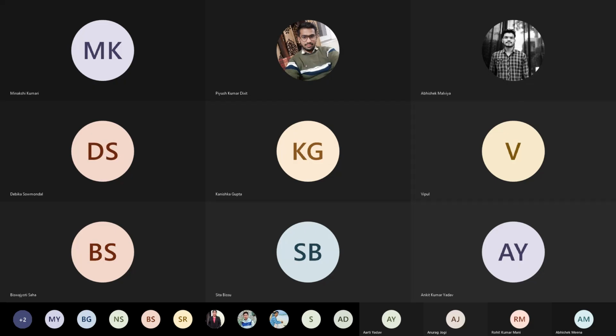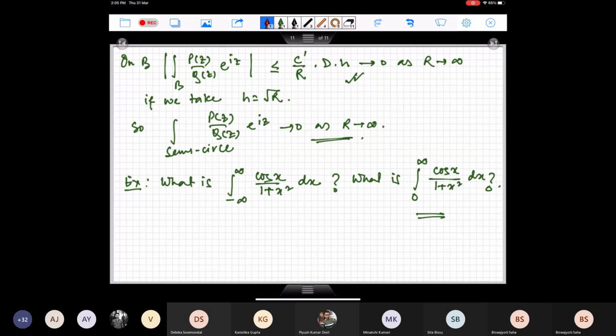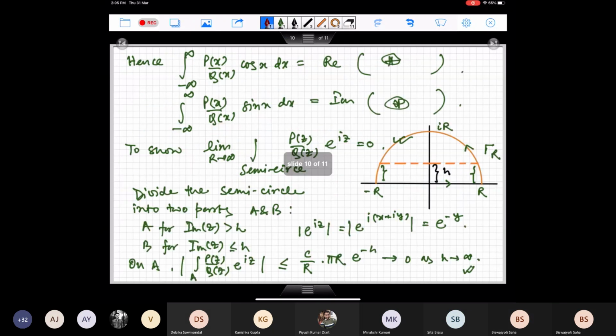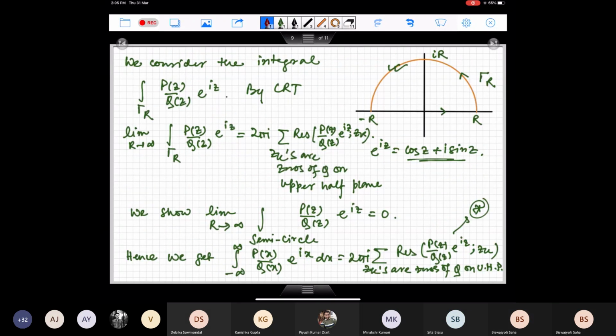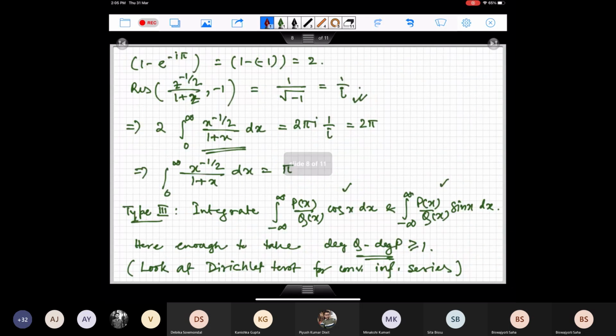Okay, great. So these are the types of functions that we said we could integrate: p(x)/q(x), cosine x, sin x. Of course, we said that q should not vanish on the real line. Okay. So that's the hypothesis that we had.